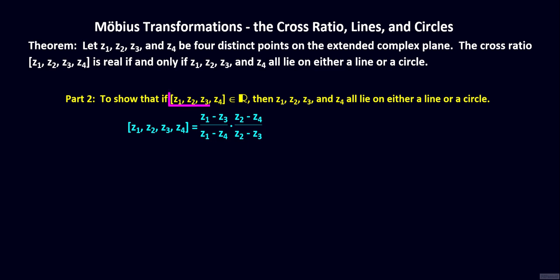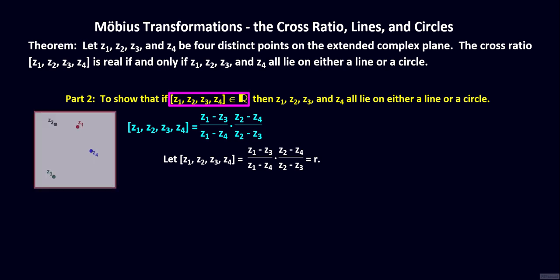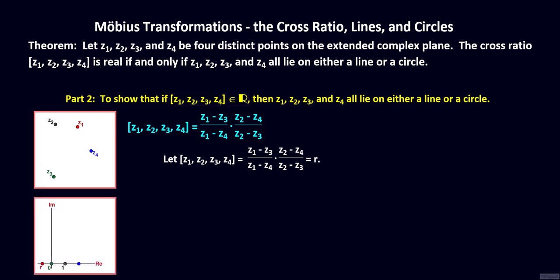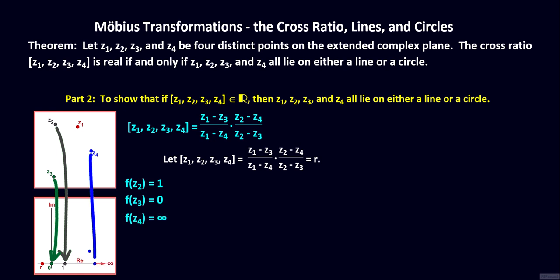Suppose that the cross ratio of the z sub i's is a real number. Let the cross ratio be equal to some real number r, which we can assume is non-zero since the z sub i's are all distinct. There is a unique Möbius transformation that we will call f, such that f of z sub 2 equals 1, f of z sub 3 equals 0, and f of z sub 4 equals infinity.